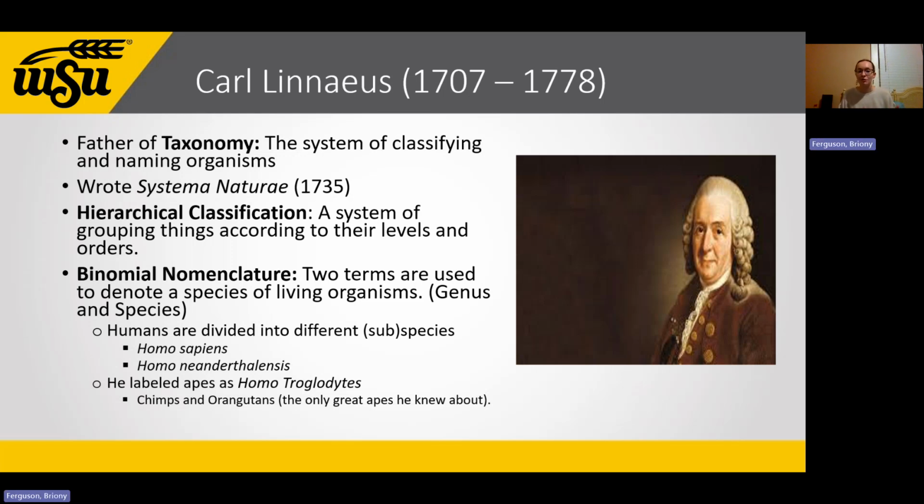When he did this, he had some trouble with classifying humans. So he did divide them into different subspecies as Homo sapiens and Homo neanderthalensis. That is still a current debate within anthropology, which we will talk about more later in the semester, but the gist of it is that there are some arguments in the community about whether Neanderthals should be classified as Homo sapiens neanderthalensis or just Homo neanderthalensis. He also labeled apes as Homo troglodytes, but at the time, the only ape species that he knew existed were chimps and orangutans. Now, chimps we still do consider Homo troglodytes.